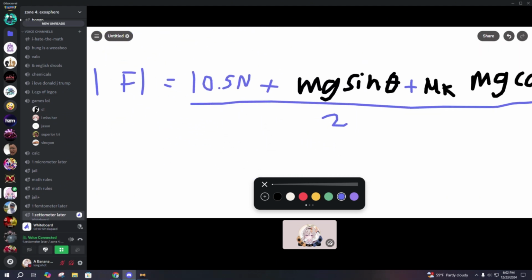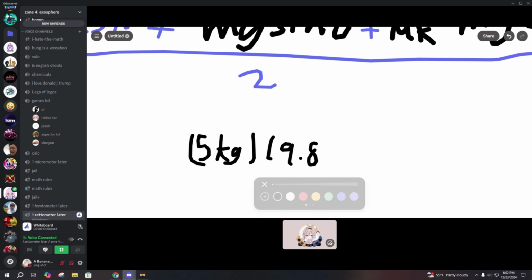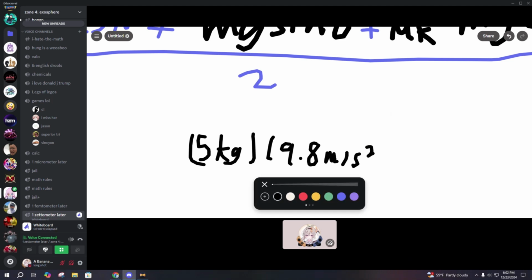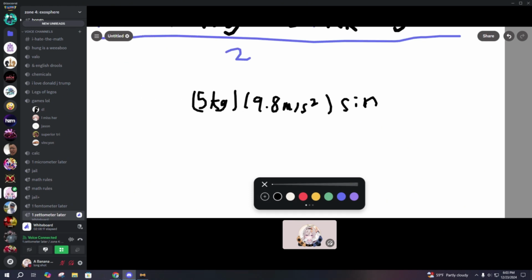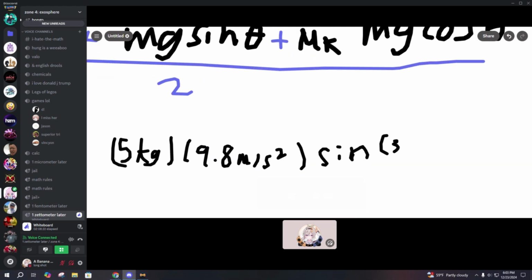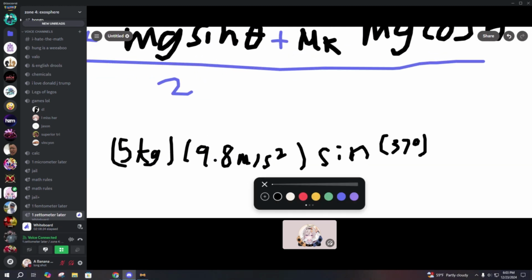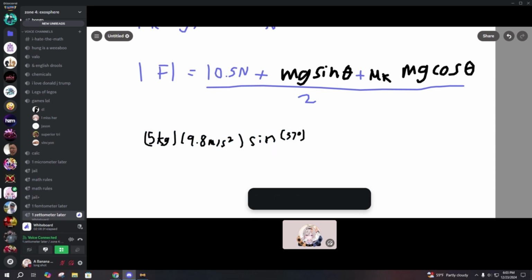So let's plug in our values. What was m given to us to be? 5 kilograms. What is g? 9.8 meters per second squared. So let's just start plugging in. So 5 kg, 9.8 meters per second squared, and then sine of theta. What was theta given to be? Well, let's check. 37 degrees, like so. Move this a little bit to the left so I have more space.